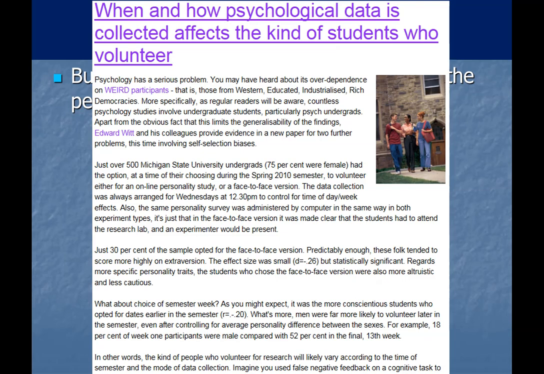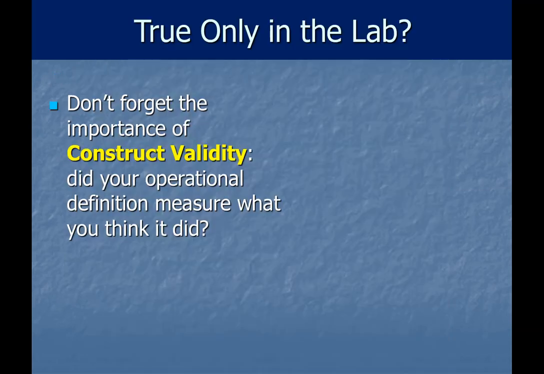And if we don't account for that, then once again, our results are not necessarily going to represent humans in general. And also, we need to think about the importance of construct validity. So I've talked about internal validity as basically just the design of your study. Does it show causation? Did you design it as a proper true experiment so you can show that one variable leads to the other? That's internal validity.